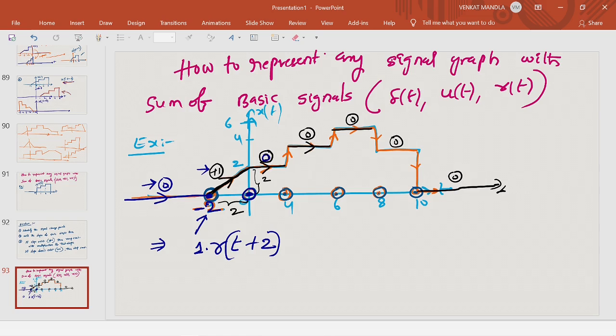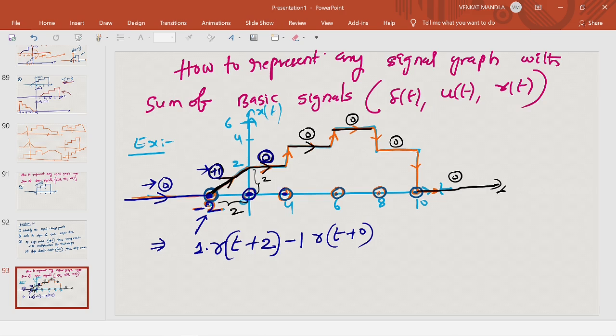Here we have 0, final slope 0, and initial slope is +1. What is the slope difference? 0 minus 1, minus 1. So minus 1 is non-zero, so we have a ramp exist. So at t equal to 0, we have a ramp exist, and the slope difference is -1. So -1 r of t plus 0, r of t only.